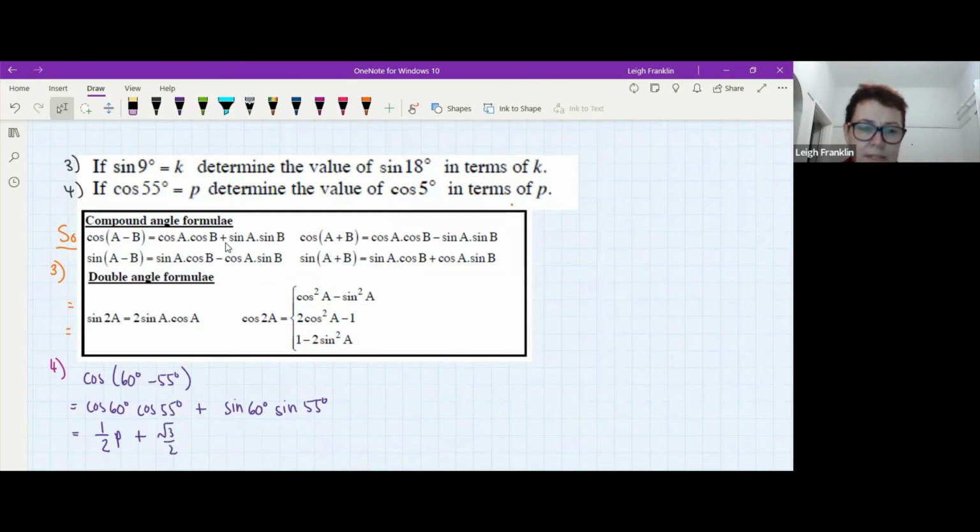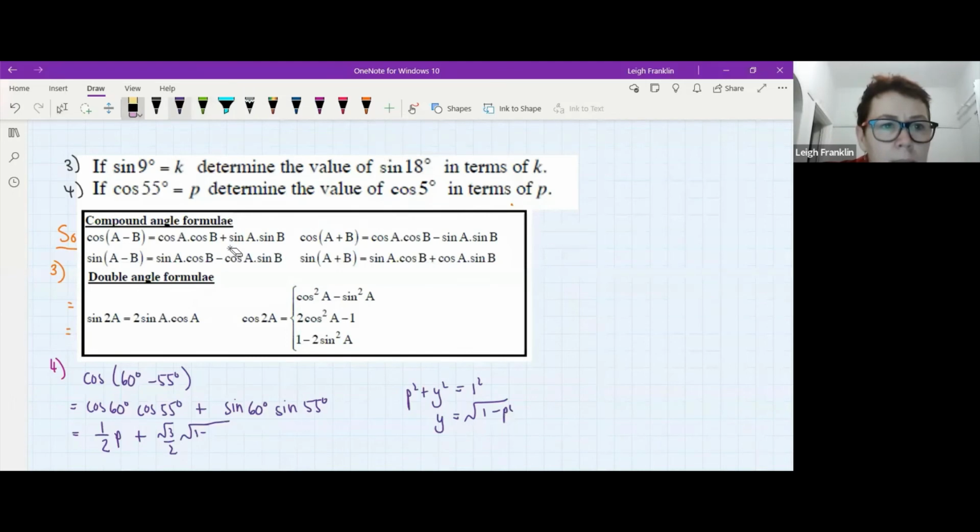over 2, and the sine of 55, in this case, we would have had to do the theorem of Pythagoras, so we would have said that p squared plus y squared equals r squared, so that means that y is equal to root 1 minus p squared, and then here we would have had root 1 minus p squared. Whoopsie, that's not written very nicely at all. Let me just fix that. Okay, that looks much better. Okay, so here we would have had a mark for using our compound angle identity. Definitely a mark for Pythagoras, and then a mark for our answer.